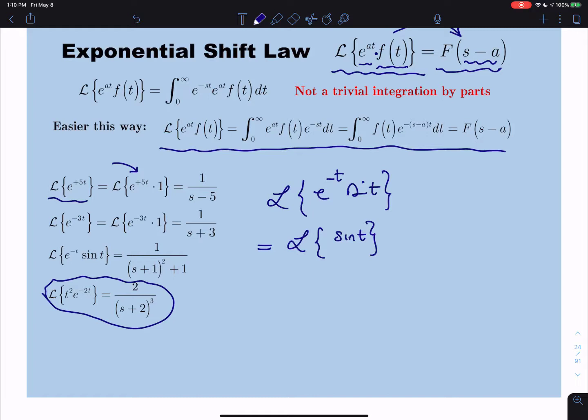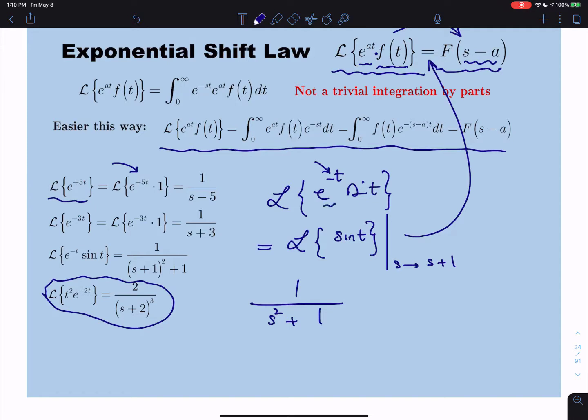All right, because of that negative coefficient 1 there. So again, I'm just using the exponential shift law. So basically you say s goes to s plus 1. So what's the Laplace transform of sine of t? I ask you to memorize that. That's just a, which is 1 in this case, divided by s squared plus 1 squared. So the Laplace transform of sine of t is 1 over s squared plus 1.